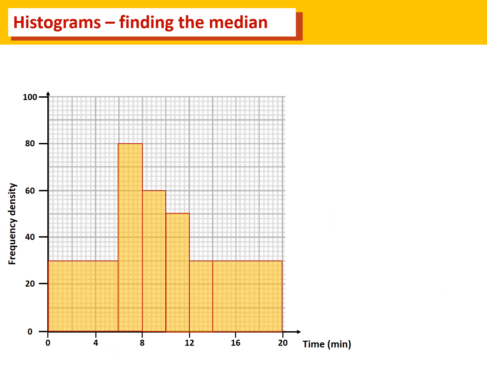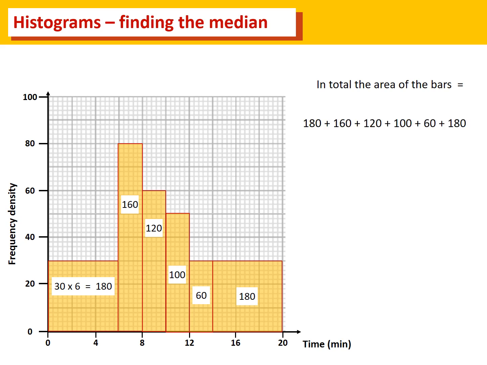Here in our second example, once again, let's find the areas of the bars. And so the total area that we can see by adding those areas together is 800. So we want a value on the x-axis that is going to divide our total area, 400 below it and 400 above it.